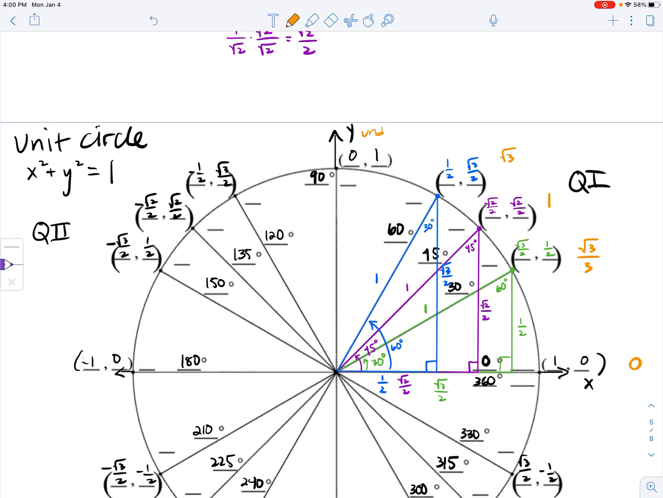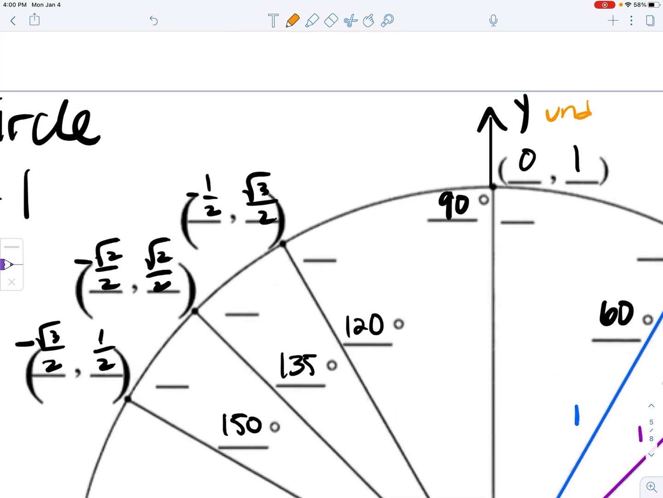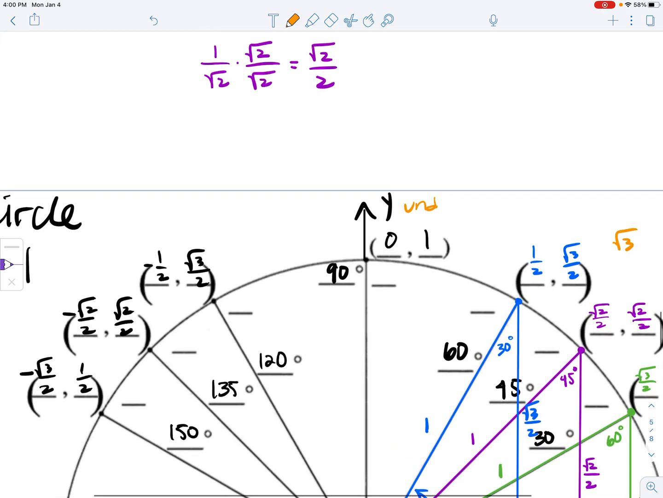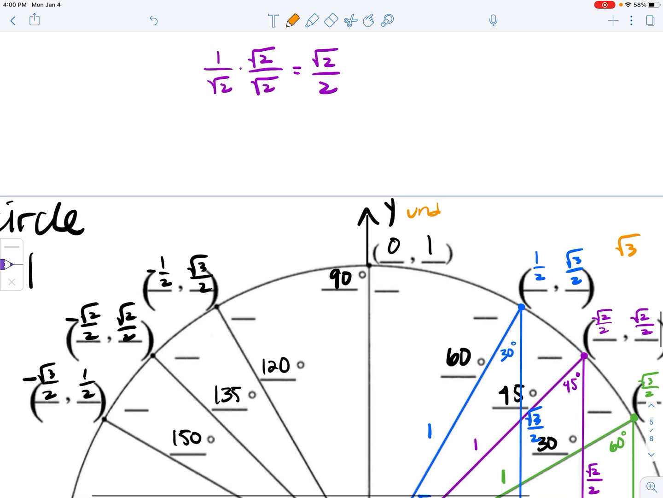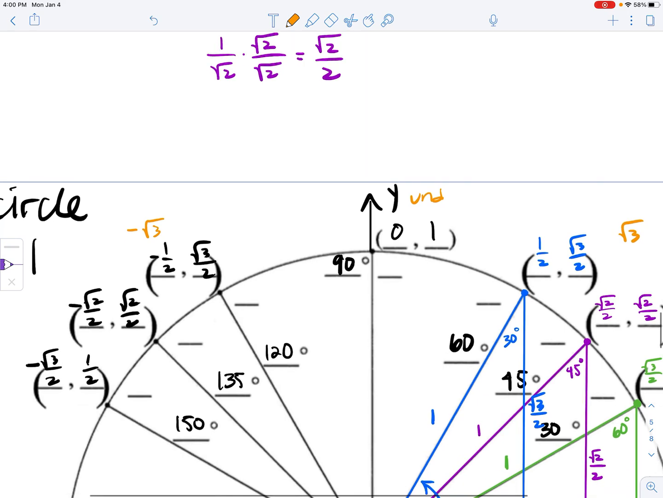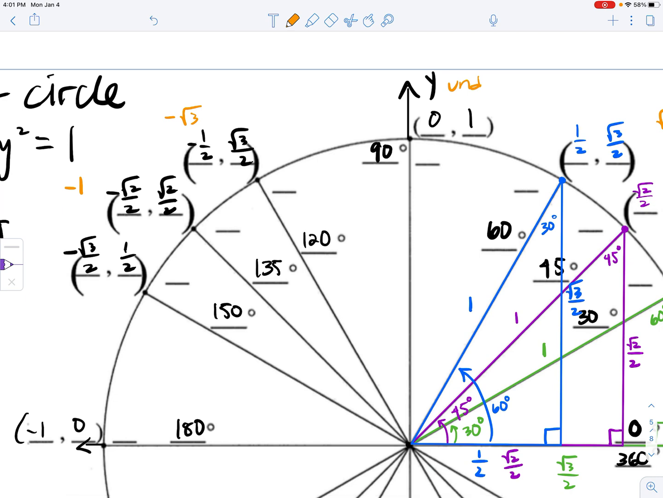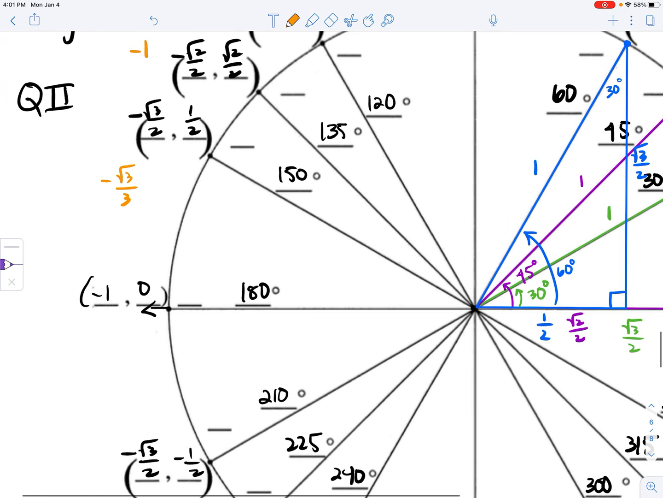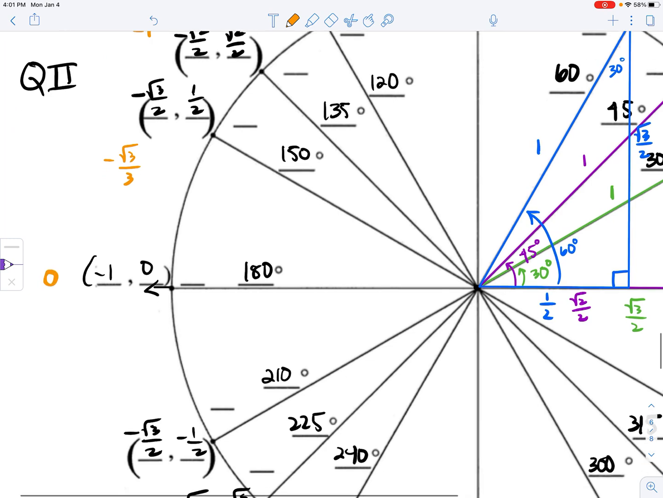Okay, and we can use symmetry, but then you also have to pay attention to the signs, or we could just continue taking those ratios, right? So using symmetry, you can see that since the x-coordinates are negative, at 120 degrees, tangent will be negative root 3. At 135 degrees, tangent will be negative 1. At 150 degrees, tangent will be negative root 3 over 3.